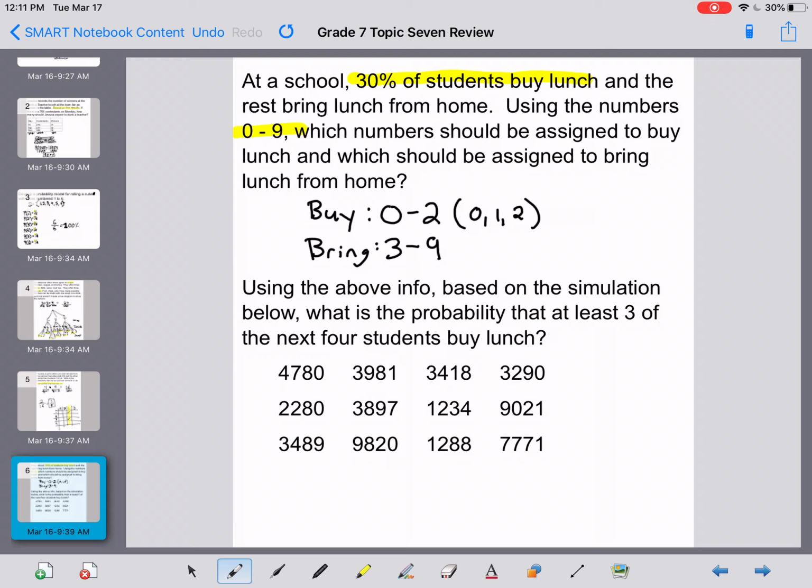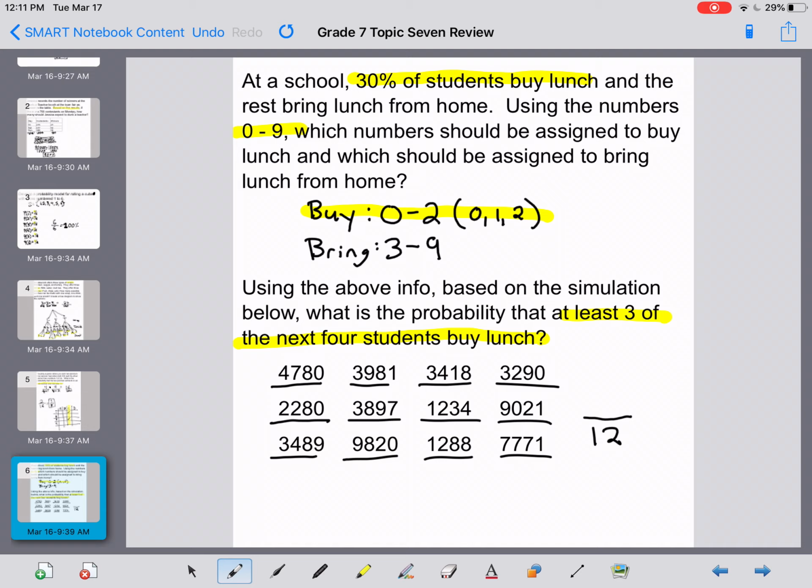So for this part, I'm going to go through and see how many total simulations there were. There's 1, 2, 3, 4, 5, 6, 7, 8, 9, 10, 11, 12. So I know my denominator is going to be 12. We need at least 3 of the next 4 students to buy lunch. So that means it could be 3 or more. So it could be 3 or all 4 of them. So we need 3 or more numbers to be either 0, 1, or 2 for students who buy lunch.